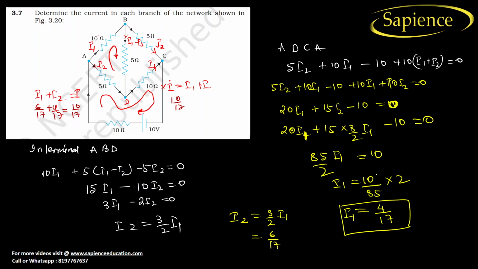Now this one I1 we have got, I2 also we have got. Now I1 minus I2 will be how much? It will be minus 2 by 17. It means that the current will get reversed, so our assumption is wrong. So the direction of current will be this one. And I2 we have already done, I1 we have already done. I hope you have got this answer. Got it? Now let's go for solving the next question.